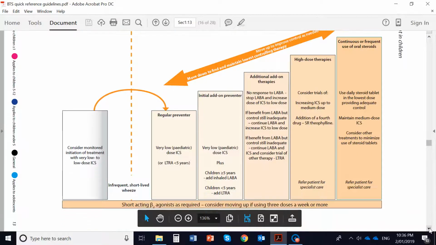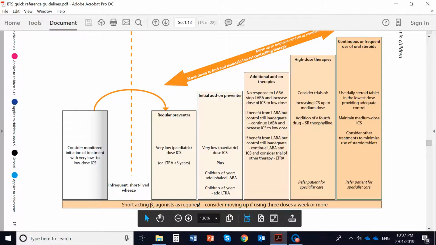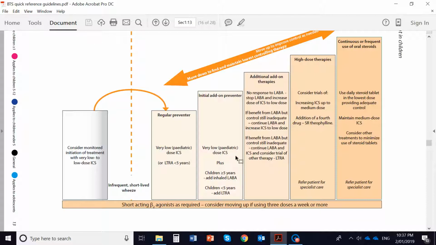Now, if they are still using their salbutamol a lot and they are not on inhaled corticosteroid, for example if they are less than 5 years old, then we put them on inhaled corticosteroid regardless of age. However, if their age is less than 5 years old, we add a leukotriene receptor antagonist. If their age is more than 5 years old, we add very low dose inhaled corticosteroid plus leukotriene receptor antagonist. And for more than 5 years old, we add LAMA.